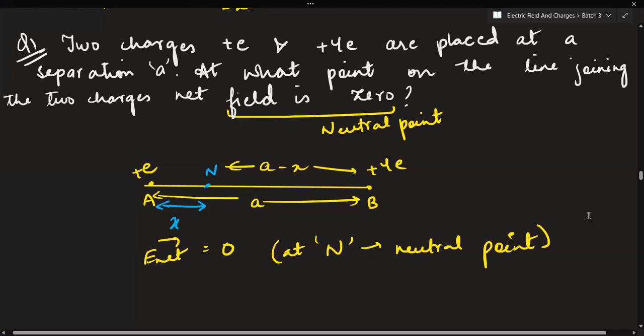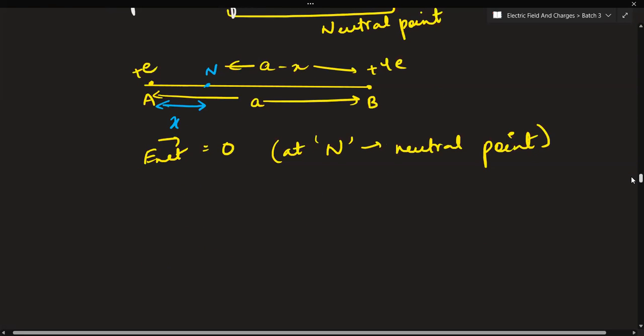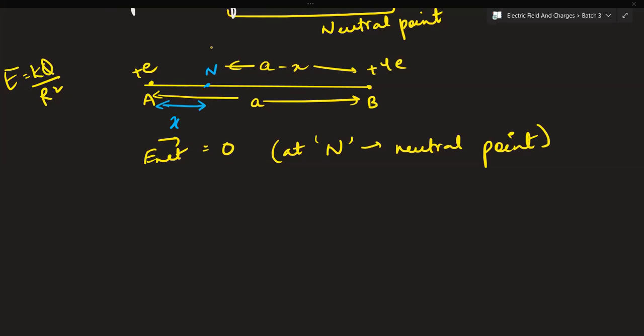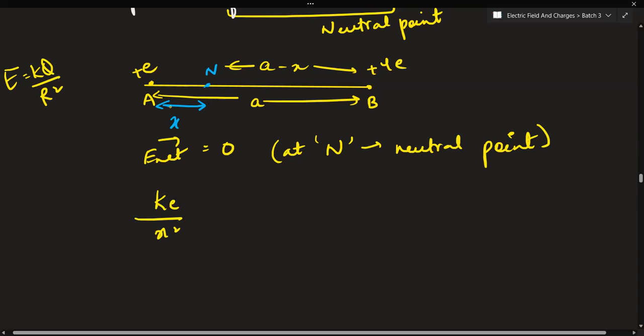All right. Now, for this, let's take the general formula of electric field. Electric field of a point charge is what? It is KQ divided by R square. Now, charge is E. Separation at this point N is X. What will be the electric field? Just put it in this formula. Ke by X square. Since both the fields are cancelling each other, it means you can equate them.